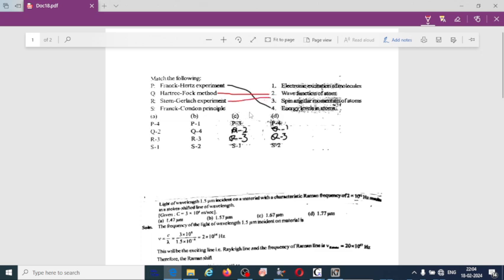Frank-Condon principle. So here the left option is the first one, electronic excitation of molecules. The Frank-Condon principle gives the electronic excitation of molecules. So if we see these experiments, what they are going to explain, option A is going to be correct here. So P4 Q2 R3 S1.